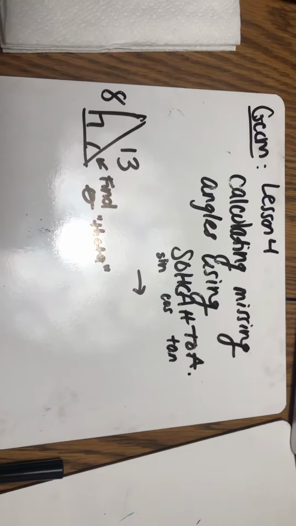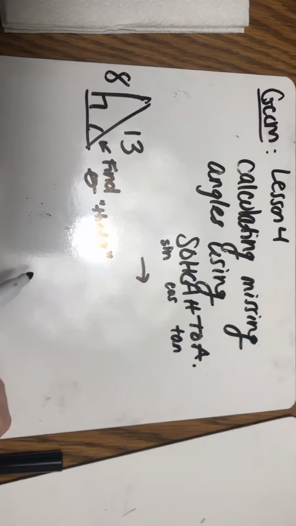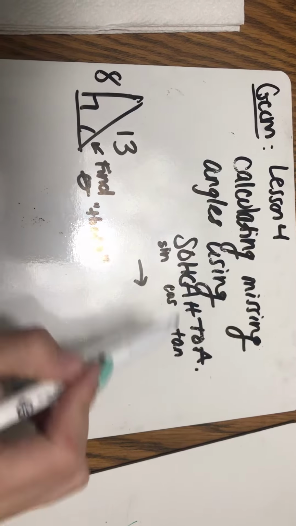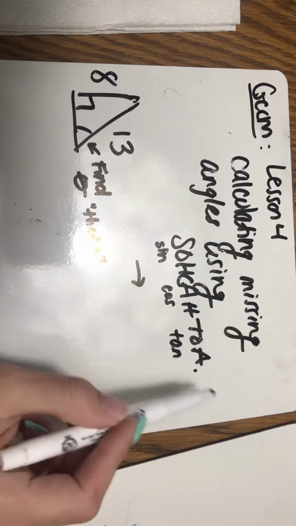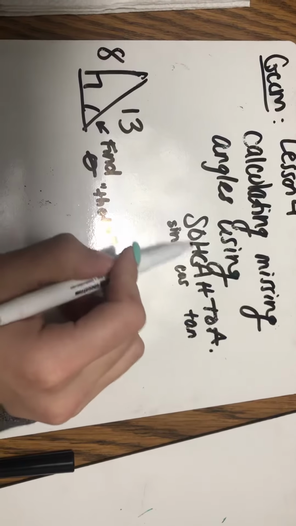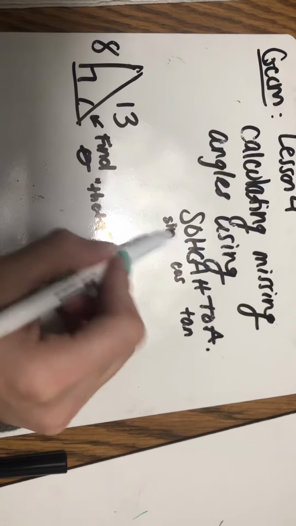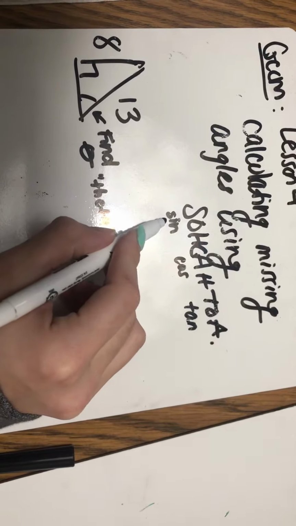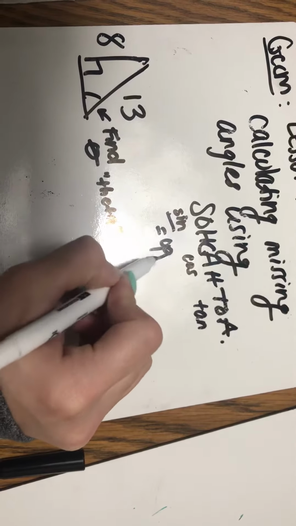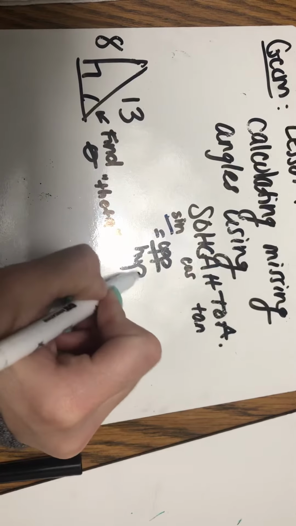Okay, so lesson 4 on Intro to Trigonometry is calculating missing angles using our new technique of SOHCAHTOA. Again, SOHCAHTOA is just the shortened version of our functions and how we can remember them. We have a function sine, which is equal to the opposite side over the hypotenuse of our triangle.